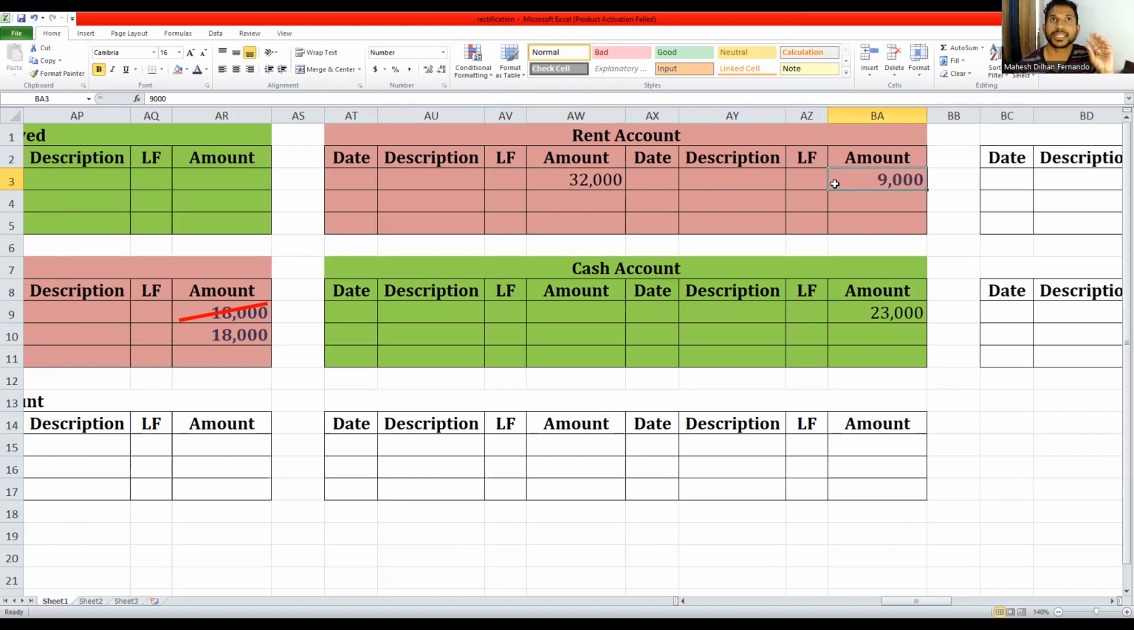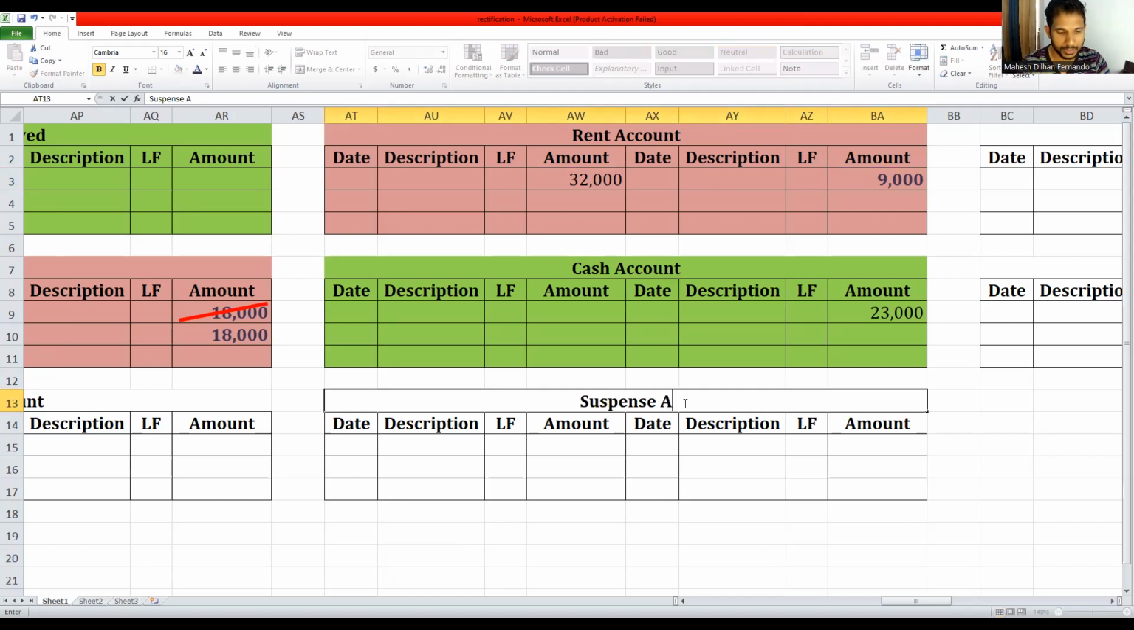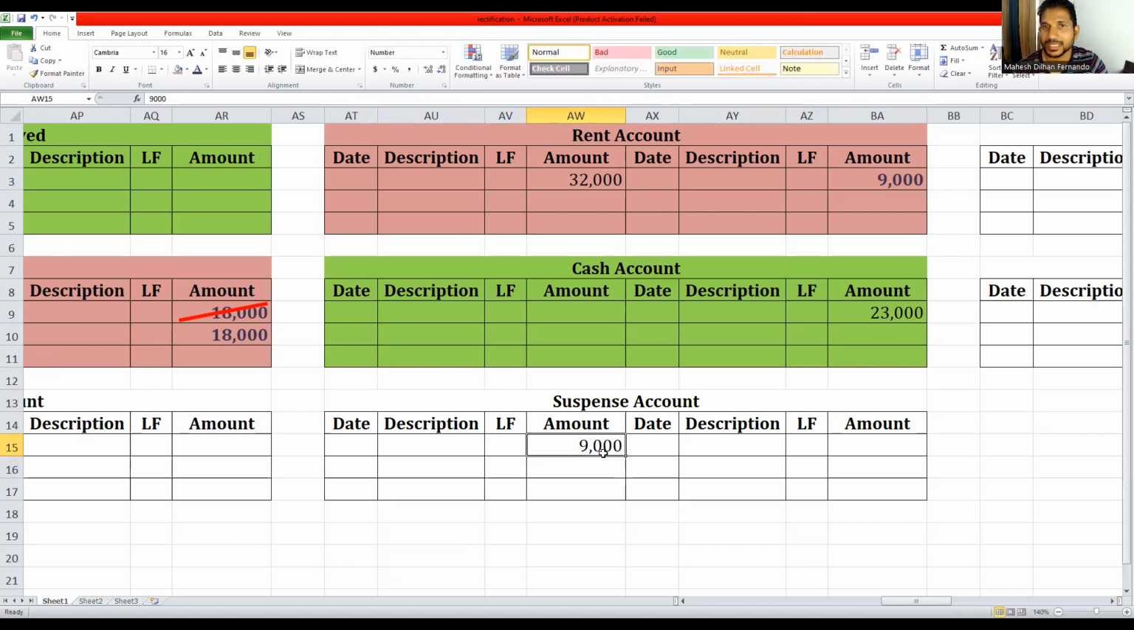Now, sir said every transaction has a debit and a credit. So we can't leave this entry only with the credit entry. There we need that temporary arrangement, suspense. Suspense account debit 9,000. Suspense debit, rent credit. Did you see? A nice figure.